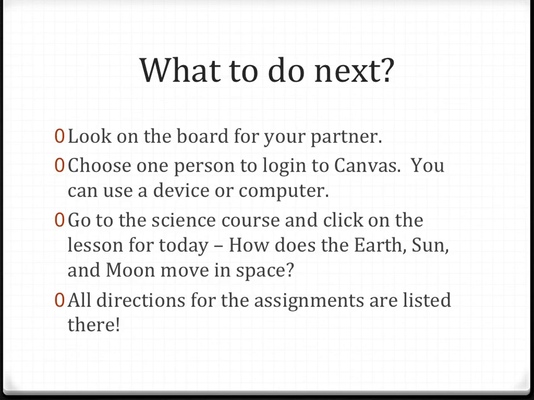What are you going to do now? Look on the board for your partner. I assigned you partners based on your performance on last night's classwork and who I thought you would work the best with. Choose one person from your pair to log into Canvas. You can use a device or a computer. Go to your science course and click on the lesson for today. How does the Earth, Sun, and Moon move in space? Once you're in that lesson, make sure it's the December 4th one. You'll see all directions for the assignments listed. There's math practice, there's science with an animation of how the Sun, Earth, and Moon move in space, as well as a Brain Pop video, and that social studies practice.